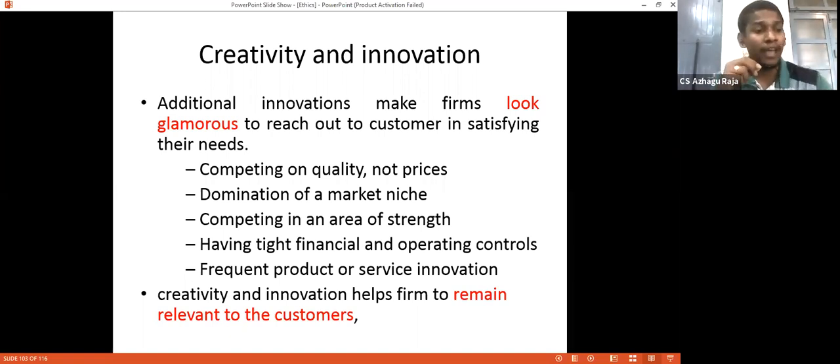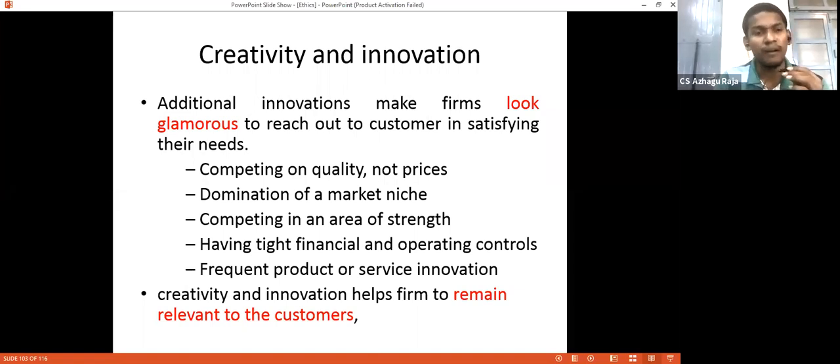Frequent product and service innovation is not only at the initial stage. Mostly people have a misconception or a myth that innovation is only for those who are starting up a business. No, innovation and creativity should be there throughout the business, because innovation will help you to sustain in the market. Without innovation and creativity, you cannot sustain in the industry or market.